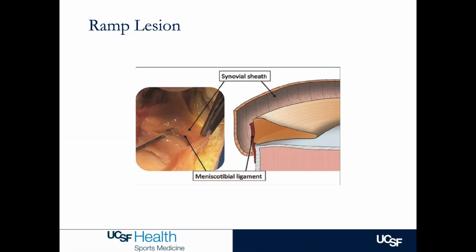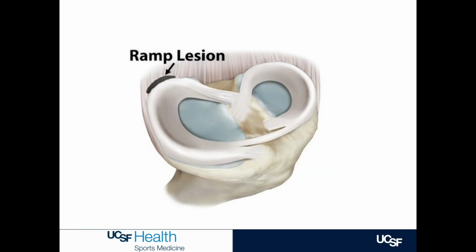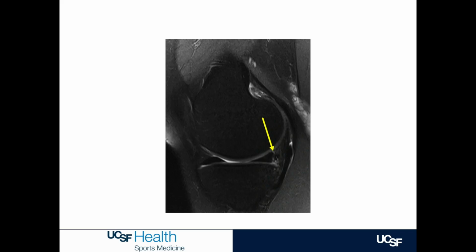So ramp lesions are tears at the meniscocapsular junction of the medial meniscus posteriorly, and they're typically seen with ACL tears. They're very posterior and have to be carefully examined at the time of surgery for instability and repaired if needed. On MRI, they're not always very easy to see.